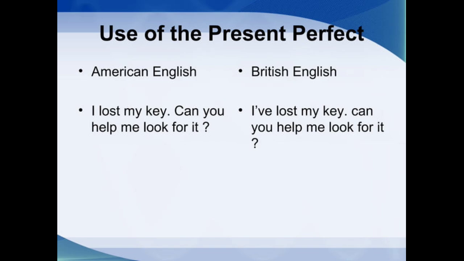So, while the core meaning of the sentences is the same, the use of the present perfect tense in British English adds a subtle layer of emphasis on the present consequences or relevance of the past action, making it feel more immediate or personal compared to the simple past tense used in American English.